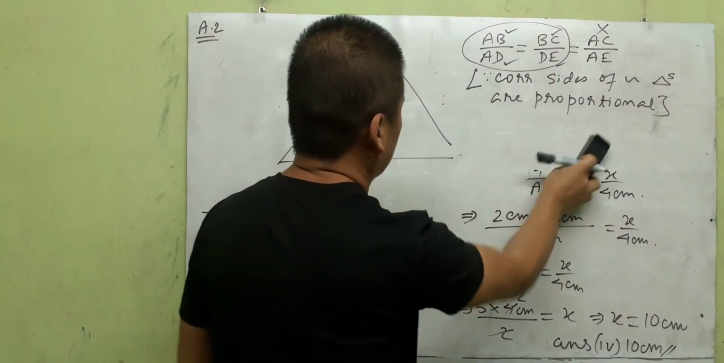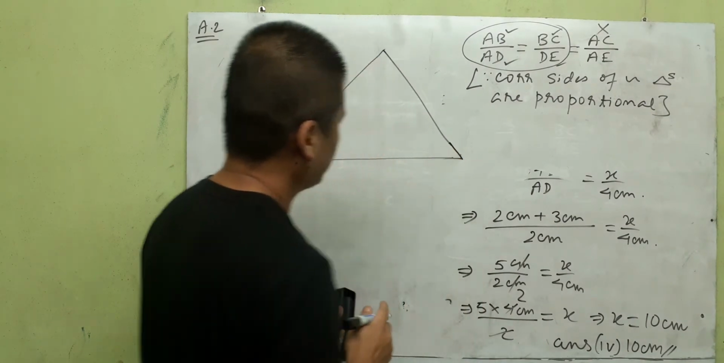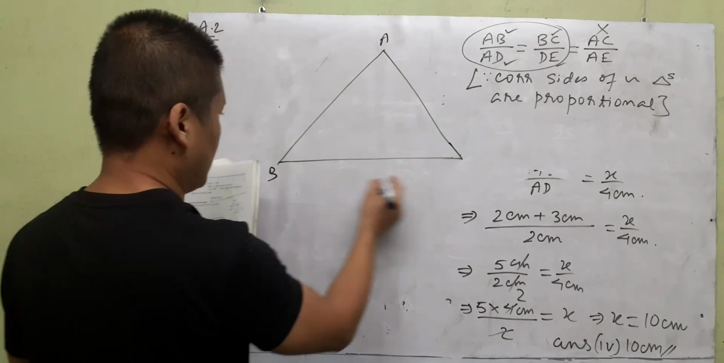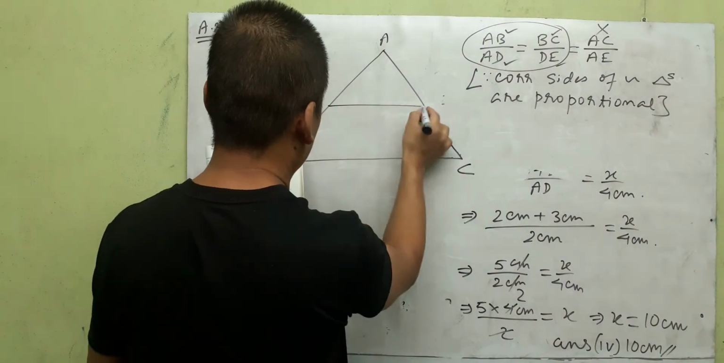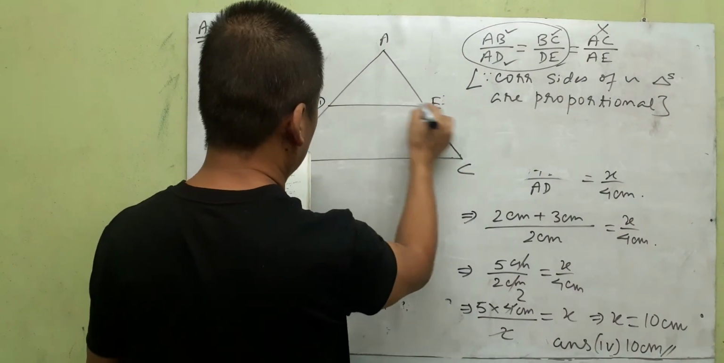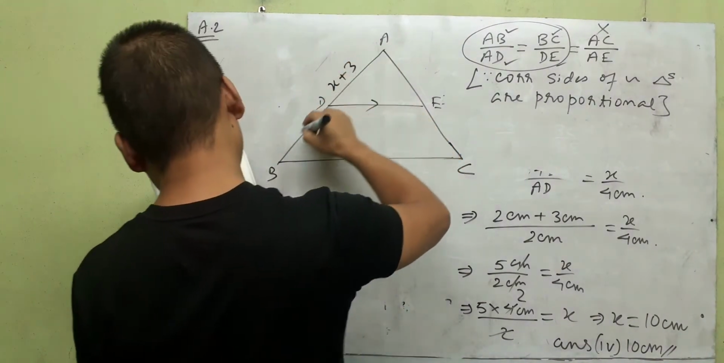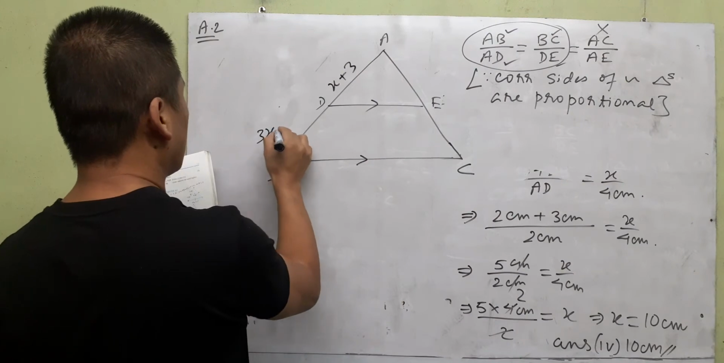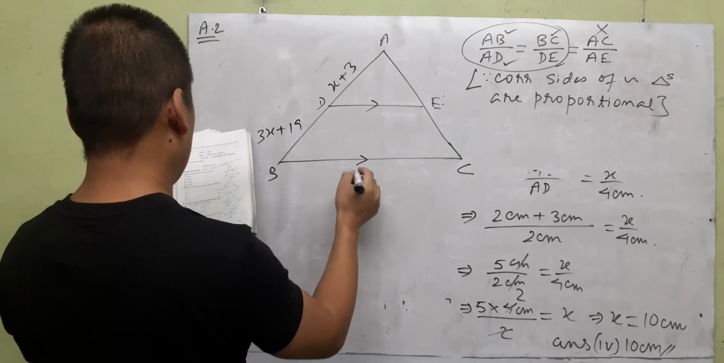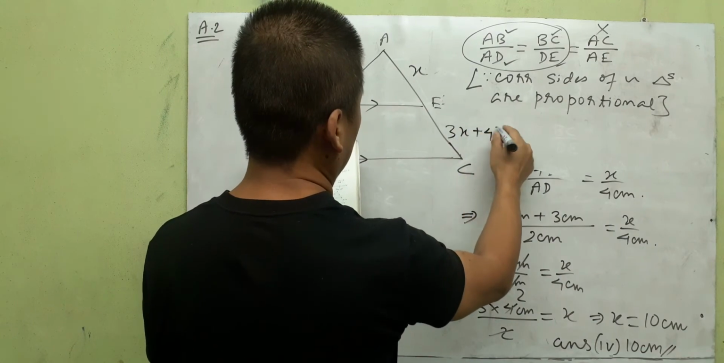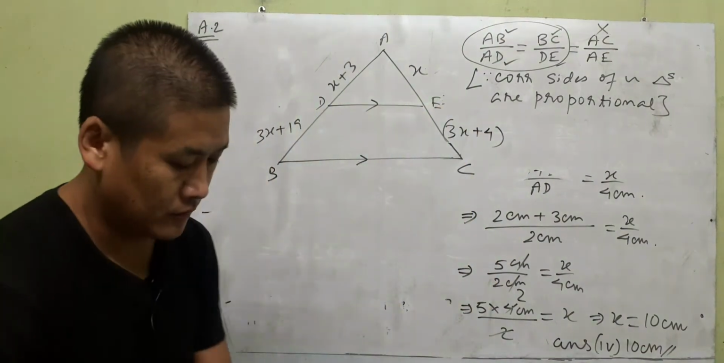So let us draw that together by looking in the textbook. This labeled as A, B, C, and here D, E, and this is given parallel to this. This is X plus 3 units, and this one is 3X plus 19. This one is X, and this one is 3X plus 4. This portion. So let us solve this.